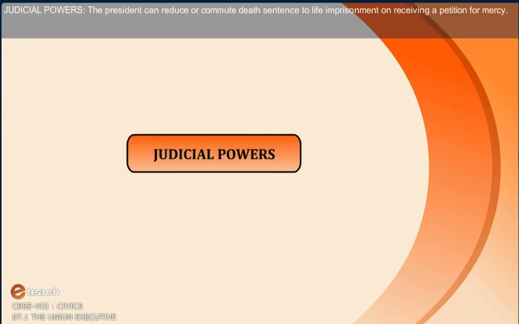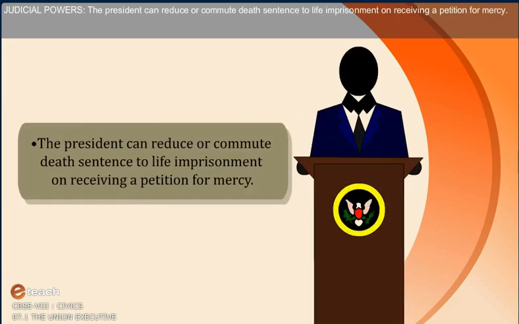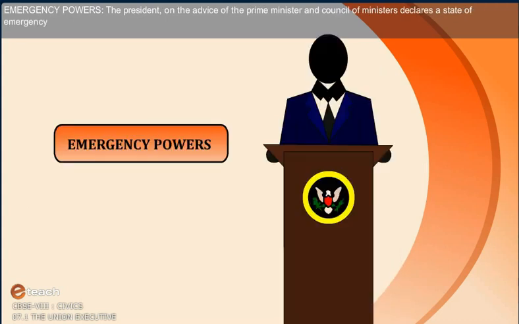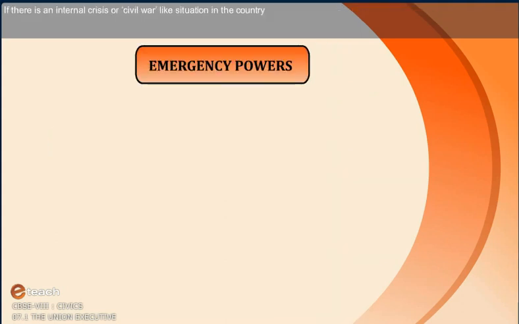Judicial powers. The President can reduce or commute a death sentence to life imprisonment on receiving a petition for mercy. Emergency powers. The President, on the advice of the Prime Minister and Council of Ministers, can declare a state of emergency.